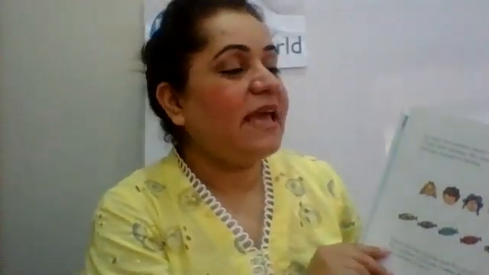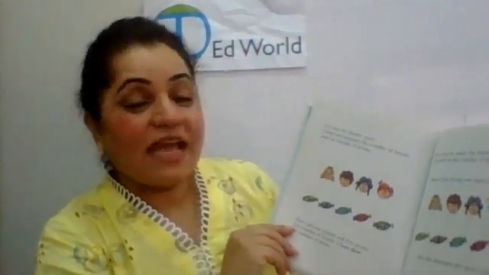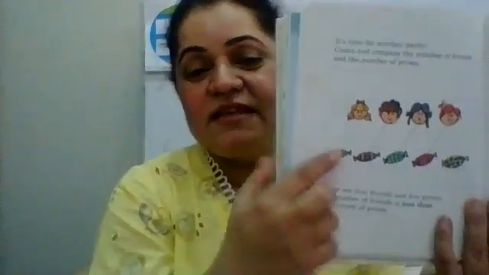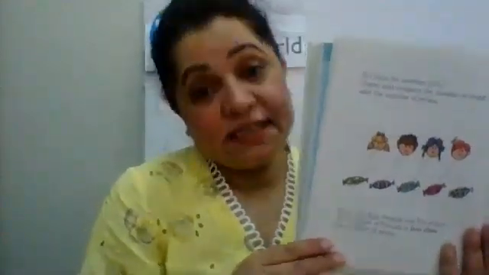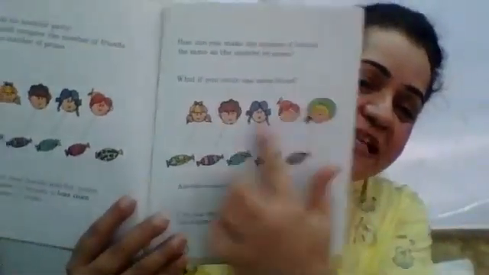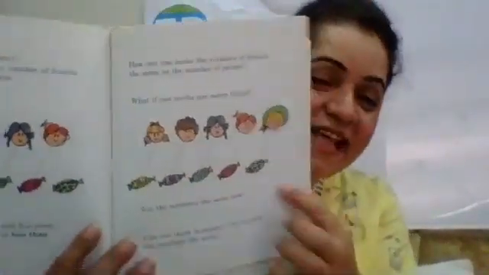Okay. So how can we make the number of friends the same as the number of prizes, right? How can we make it same like with the friends? Yes, we can invite one friend. Yes, that's great. So if we invite one more friend, there will be like five friends and five prizes, right? That is great. That is lovely. So everybody will be happy and everybody will enjoy the party over here, right?